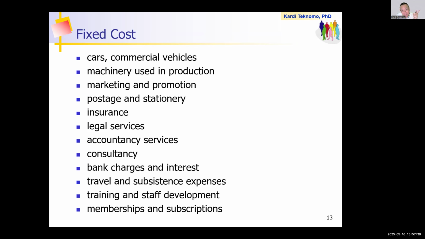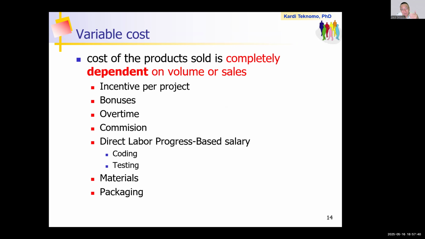Variable cost is the cost of the product sold that is completely dependent on the volume or the sales. For example, your incentive for a project, your bonuses, your overtime, your materials. If you are a trader and you buy per item, that is variable cost. Your packaging probably, that's variable cost.